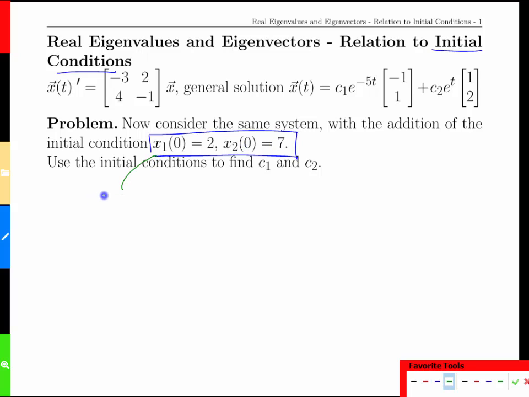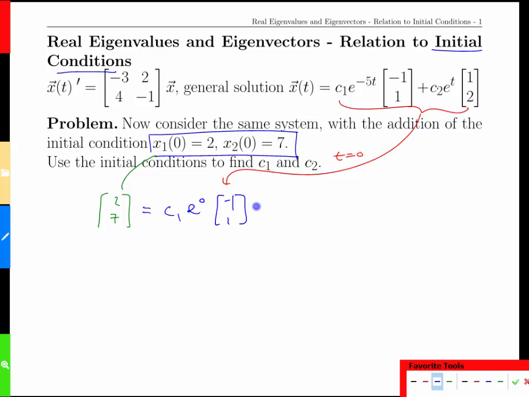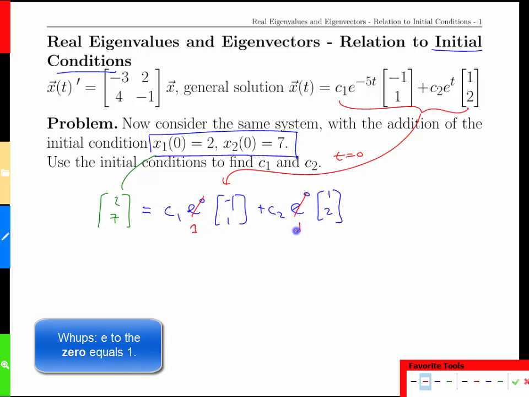That pairing gives us a vector of 2, 7, and that is equal to our solution, where we sub in t equals 0. Notice there's two exponentials. When you plug in t equals 0, they simply become 1s. So we have c1 times e to the 0 times (negative 1, 1), plus c2 e to the 0 times (1, 2). That's how we can solve for c1, c2. The e to the 0s are simply 1s, so they disappear.